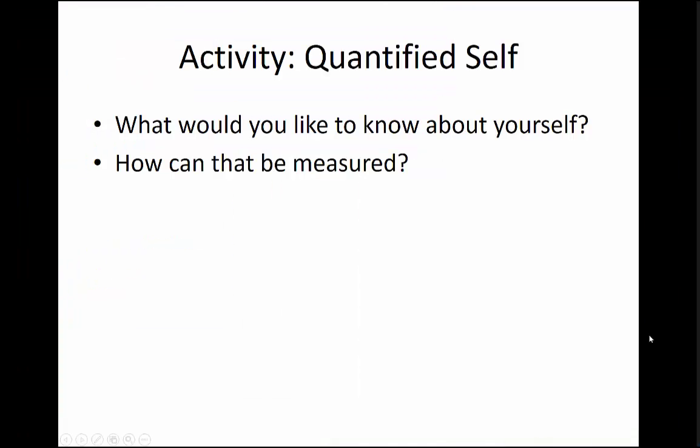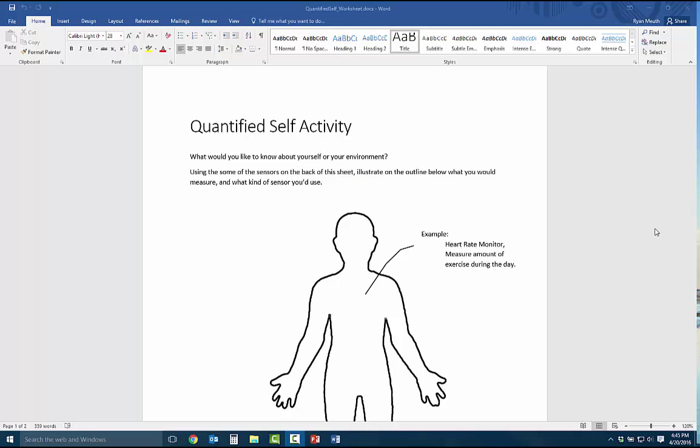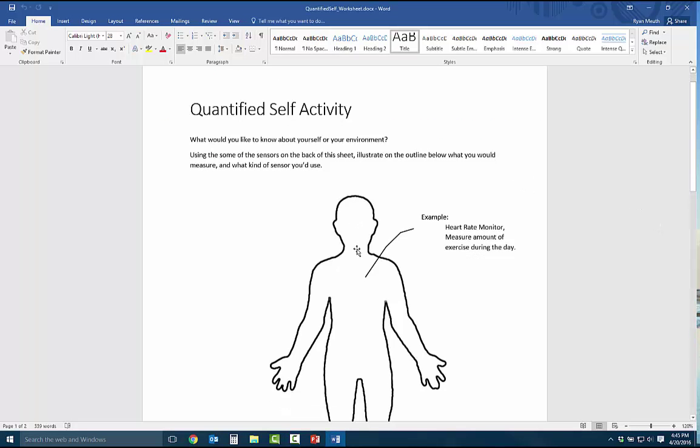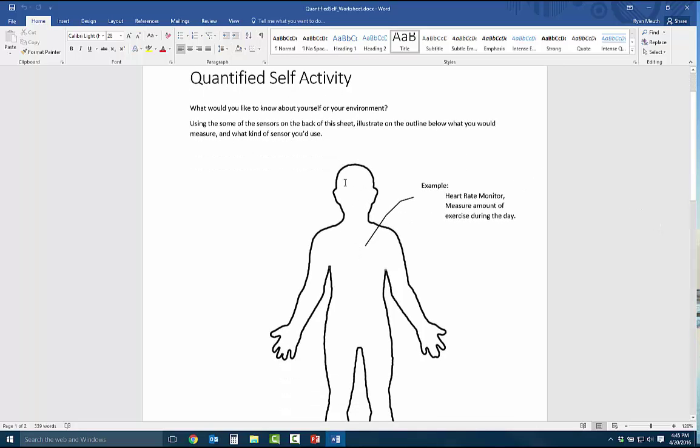So the next activity is the quantified self activity. And there's a worksheet included in the course materials that's based around this, right? And the idea here is to get the students to think about, what would you like to know about yourself? What would you like to measure about yourself? Let's look at the worksheet really quick. So in the quantified self worksheet, we have this outline of a person. And the idea is to illustrate the things that you would like to measure about yourself.